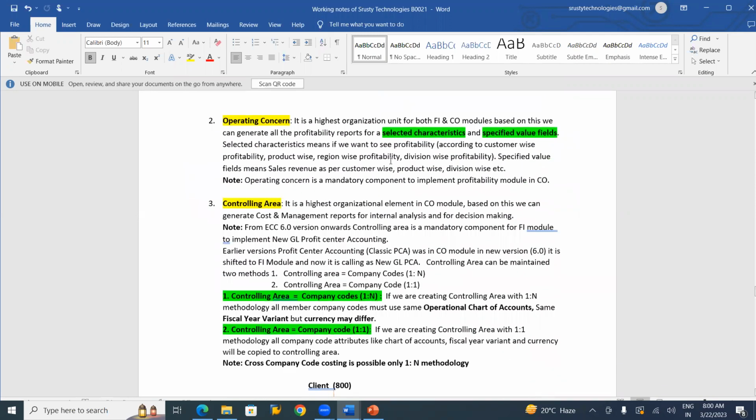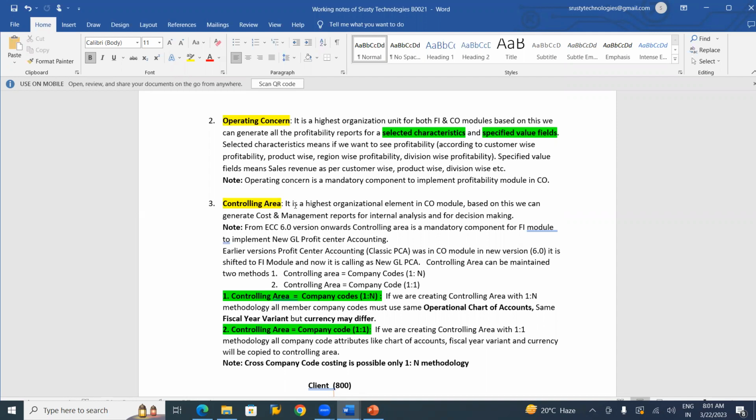Next one, controlling area. This is also very important. It is the highest organizational unit. You can see here, it is the highest organizational element in the CO module.